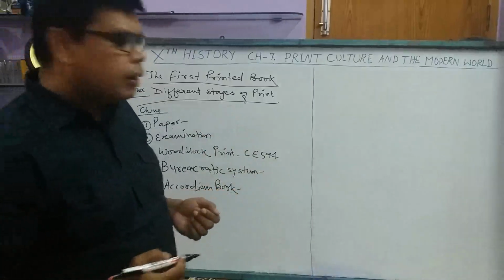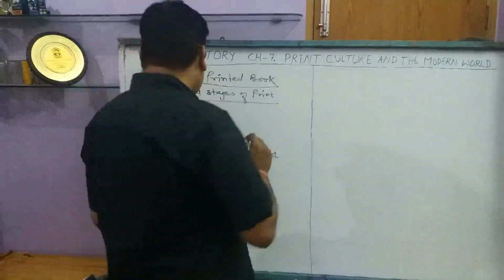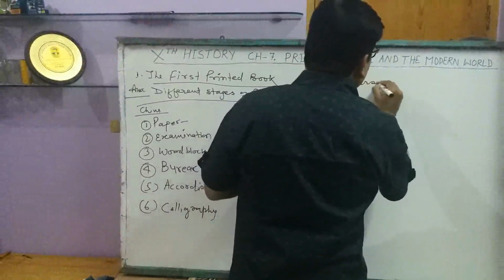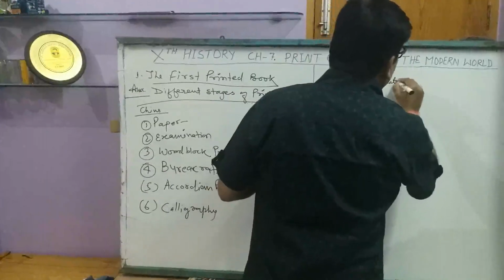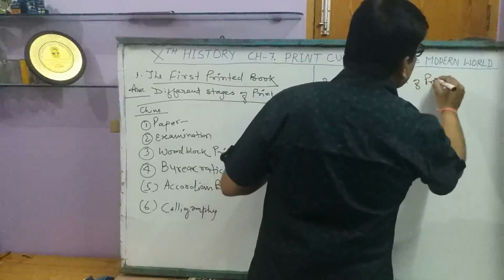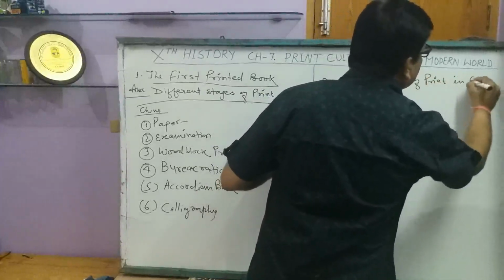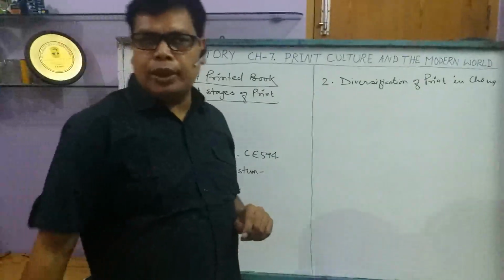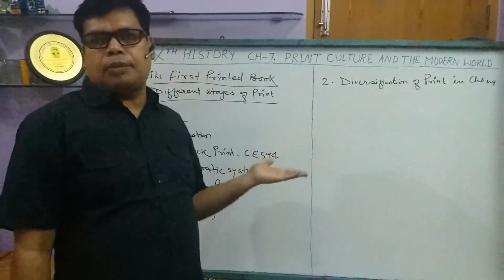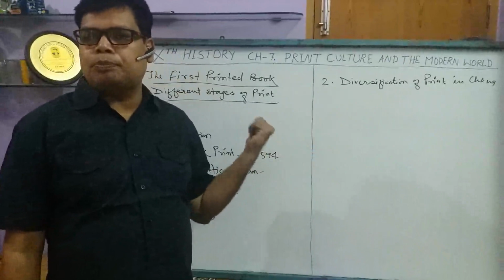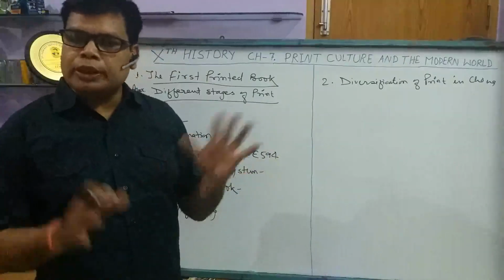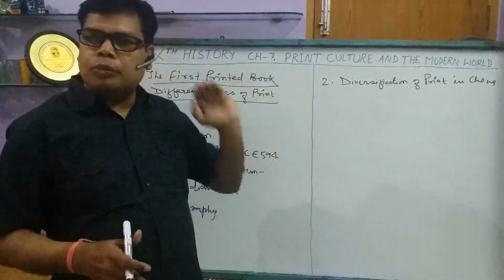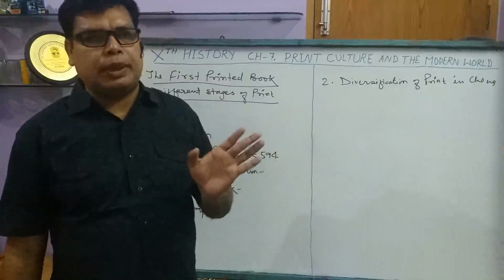So we are seeing here the diversification of print in China. That is the second. The question is, by the 17th century, as urban culture bloomed in China, the uses of print diversified. Explain this. This kind of question is often asked in the board exam, or in a simple way, how did print diversify in China? Explain.